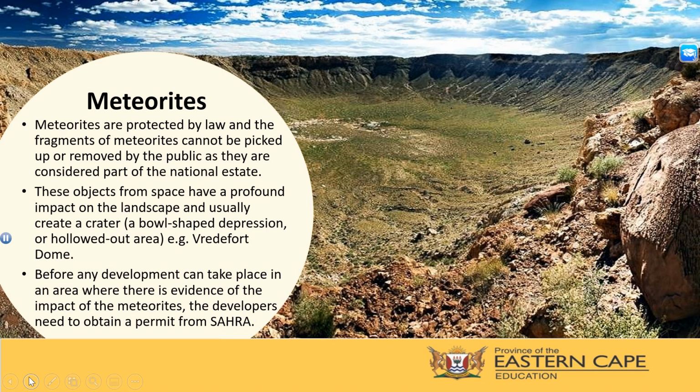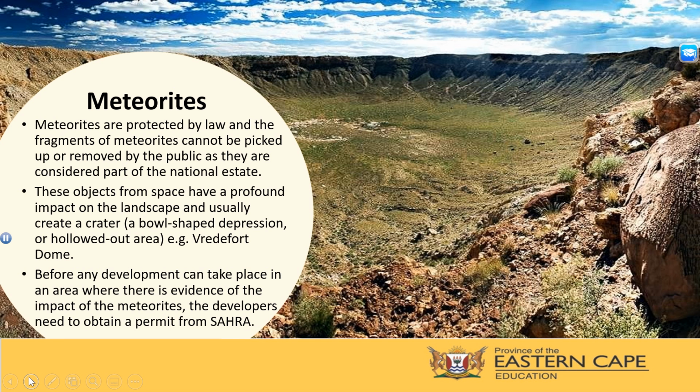Now, a meteorite is protected by law, and the fragments or the pieces of those meteorites cannot be picked up or removed by any member of the public, as they are considered part of the national estate. So any person that perhaps were to be lucky enough to see a meteorite landing somewhere in South Africa may not go and pick up a piece of that space rock or the space rock itself, because that is part of the national estate.